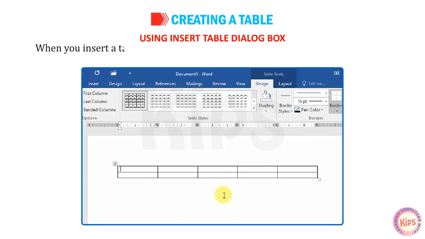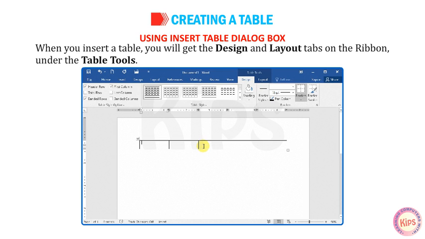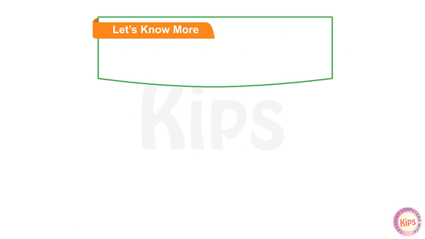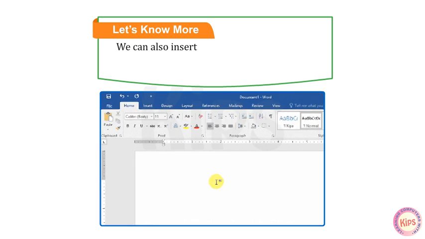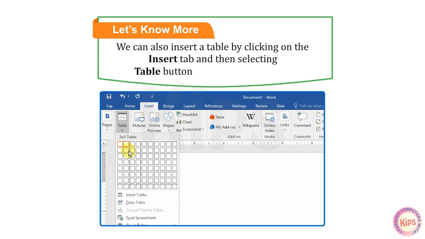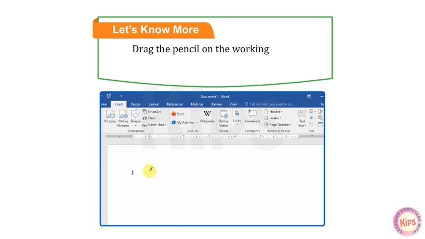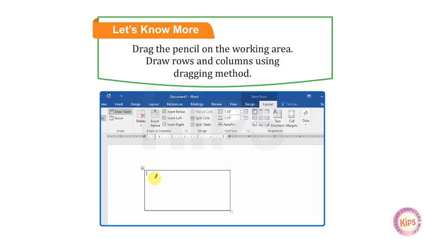When you insert a table, you will get the Design and Layout tabs on the ribbon under the Table Tools. Let us know more. We can also insert a table by clicking on the Insert tab and then selecting the Table button and then going to the Draw Table option. Drag the pencil on the working area. Draw rows and columns using the dragging method.